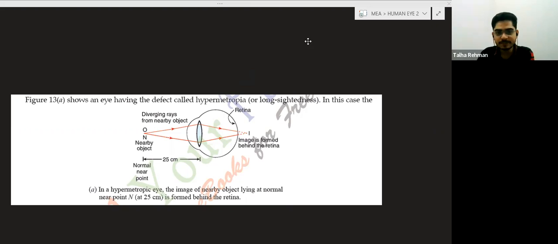And 25 centimeter is the nearby distance now, so we will get diverging rays. So this is the eye lens. This eye lens is converging these rays, but the final convergence is behind the retina. So that is why this person or this eye will not be able to see this object at this position.